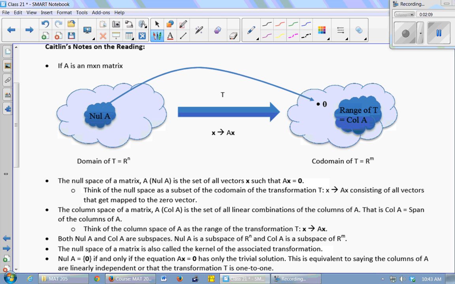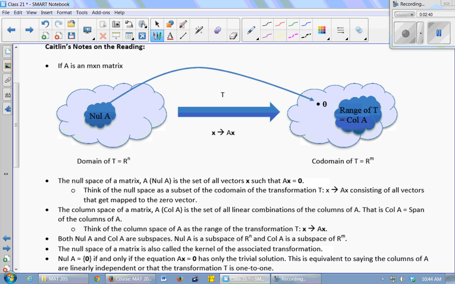And then we have some transformation T that takes a vector x and sends it to Ax. So x just gets multiplied by A and you land in a new space. The domain of this transformation is Rn, so A is an m by n matrix. Rn is the inputs. Rm is the codomain. Everything that comes out of this transformation is in Rm. And so we have the domain and the codomain.